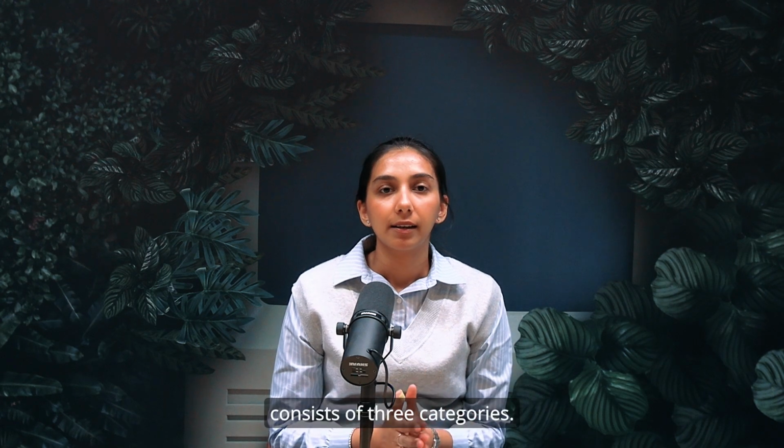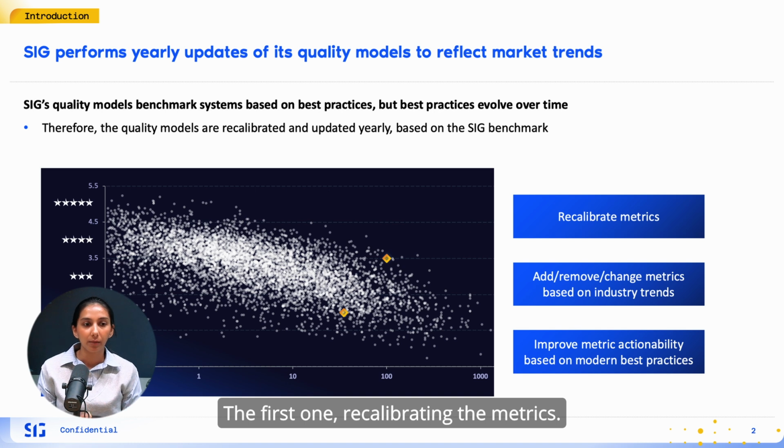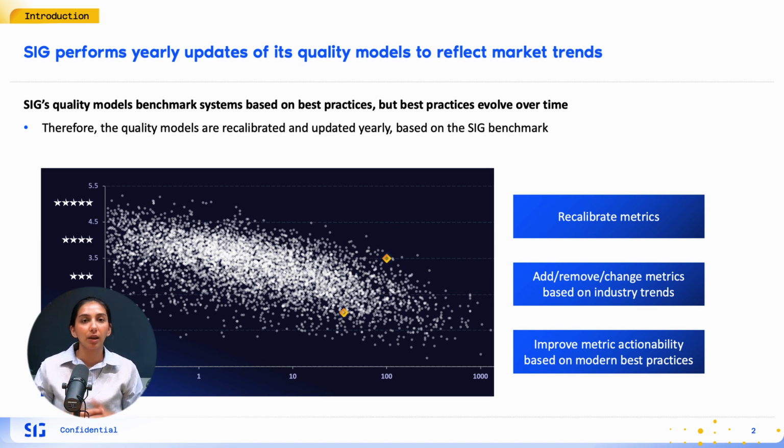The model update consists of three categories. The first one, recalibrating the metrics. All metrics in the models are based on the benchmark data. The systems in the SIG benchmark evolve over time. Therefore, we have to recalibrate the benchmark.